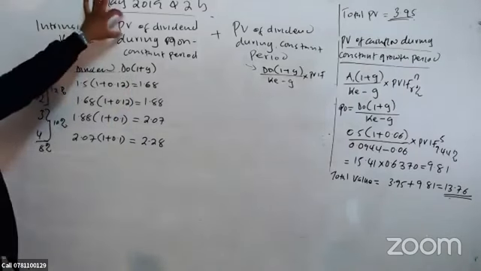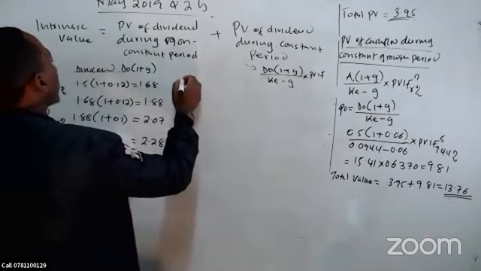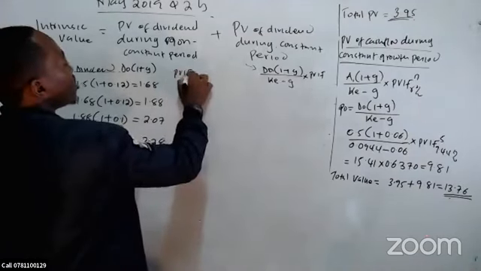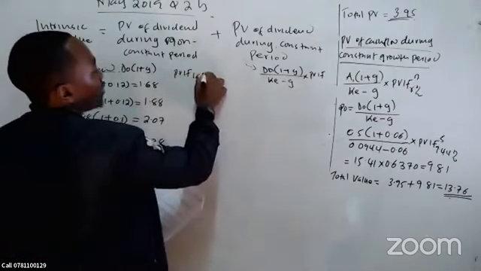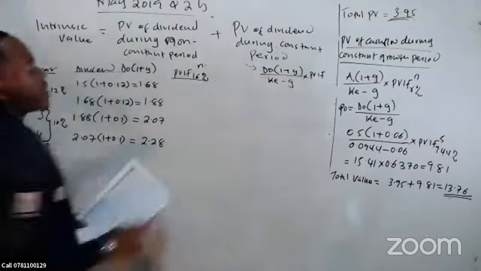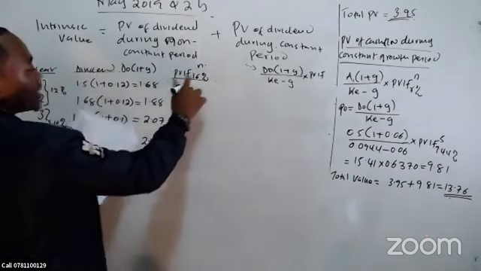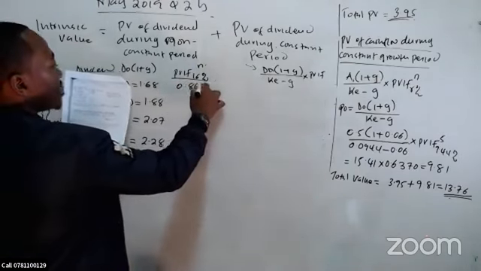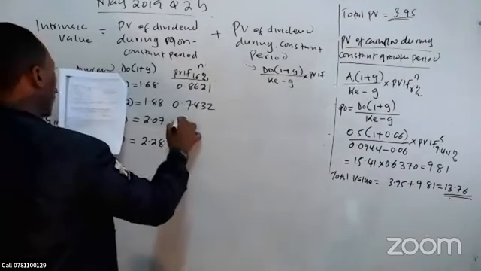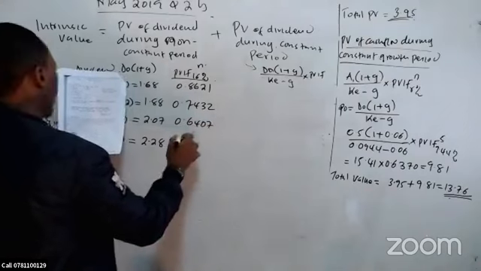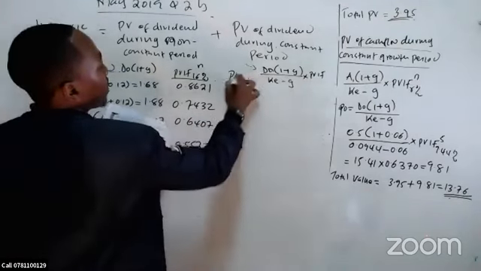Then from there, we need to get the present value. How do we get the present value? You have to discount using the present value interest factor. You are given the required rate of return, 16%, year end. So now let's discount. At 16%, year one is 0.8621, then 0.7432, 0.6407, and 0.5523.